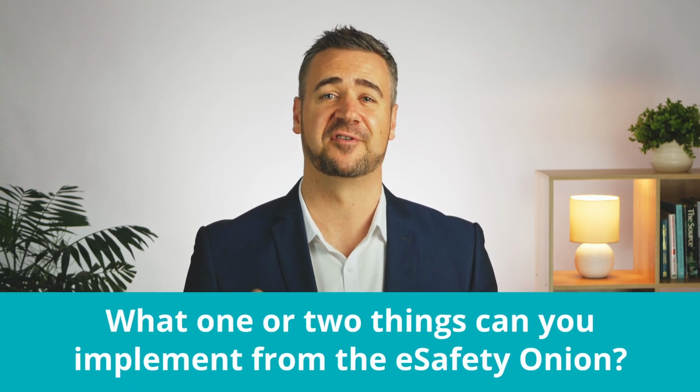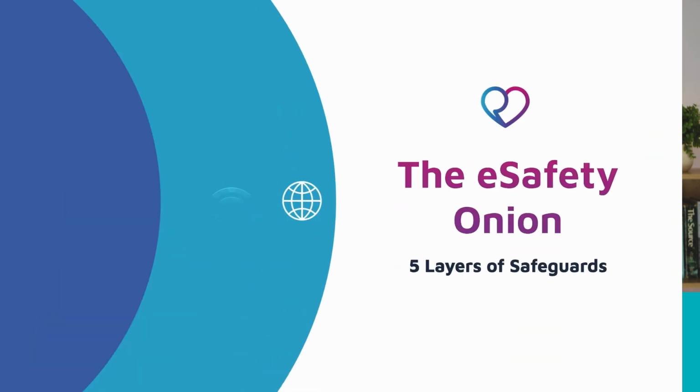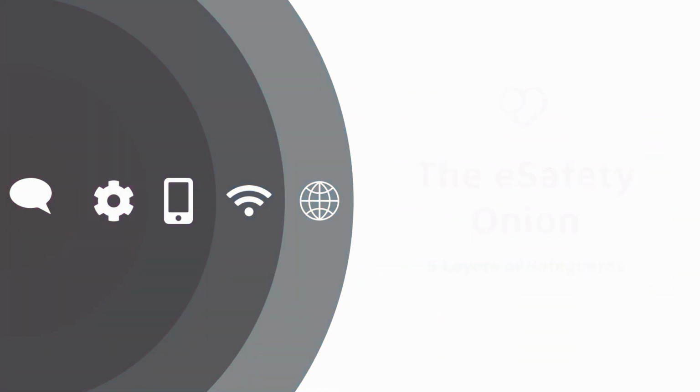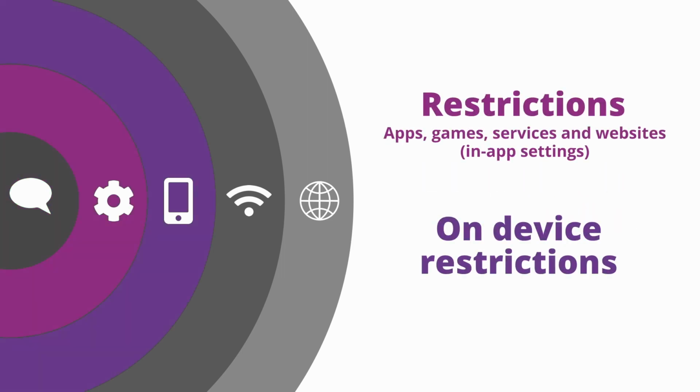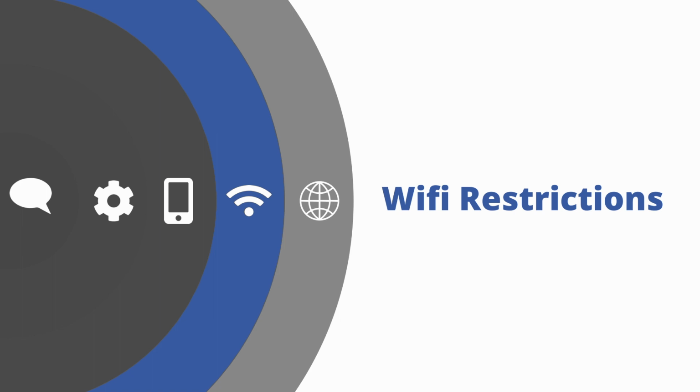So this brings us to the end of the eSafety onion topic. I want to ask you, what 1 or 2 things can you implement from the 5 different layers? Just recapping those layers: it's in person, so conversation and education, in-app, on-device, Wi-Fi and ISP level.